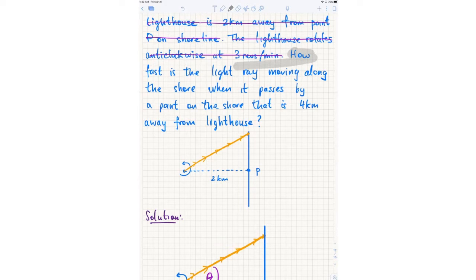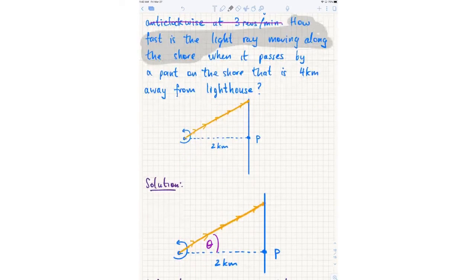How fast is the light ray moving along the shore? And let's stop there, because the next part of the sentence starts with "when." So obviously that's another piece of information. This highlighted part just tells us what we are looking for: how fast the light ray is moving. In other words, I need a variable whose rate of change would be the answer to how fast the light ray is moving. We have not yet introduced a variable that corresponds to that.